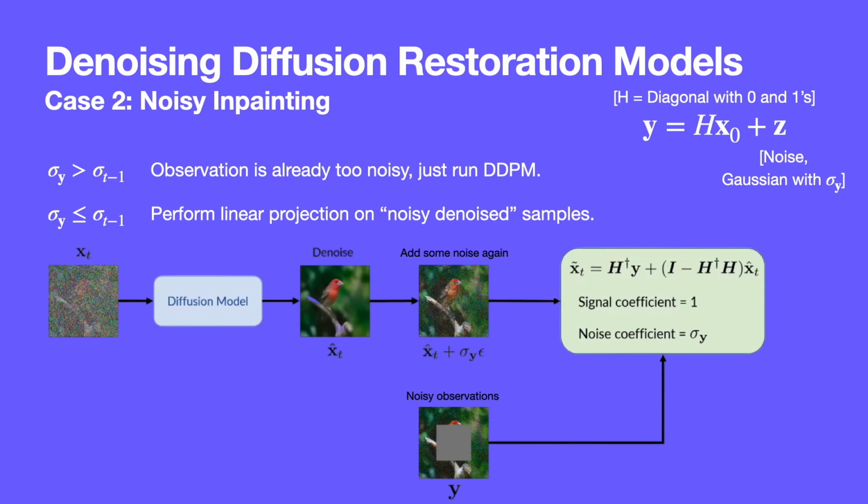But in this case y is noisy, and I can't just use it like in the noiseless case. Here their idea is to project this output of the diffusion model to noisy samples by adding noise with the same variance as our observation noise sigma y. So our observation has signal coefficient 1, noise coefficient sigma y, and our denoised output has also signal coefficient 1, noise coefficient sigma y, and their linear combination has also signal coefficient 1, noise coefficient sigma y.